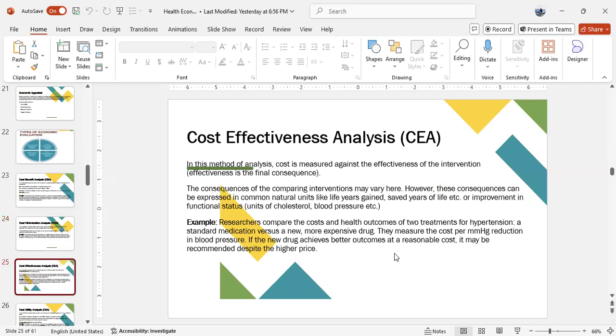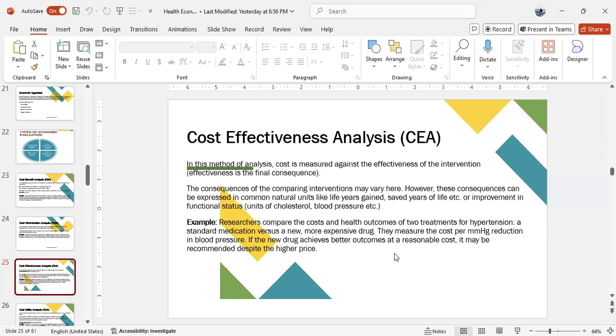Cost effectiveness analysis. In this method of analysis, cost is measured against the effectiveness of the intervention. Effectiveness is the final consequence. The consequences of the comparing interventions may vary here. However, these consequences can be expressed in common natural units like life years gained, saved years of life, etc., or improvement in functional status like units of cholesterol, blood pressure, etc.